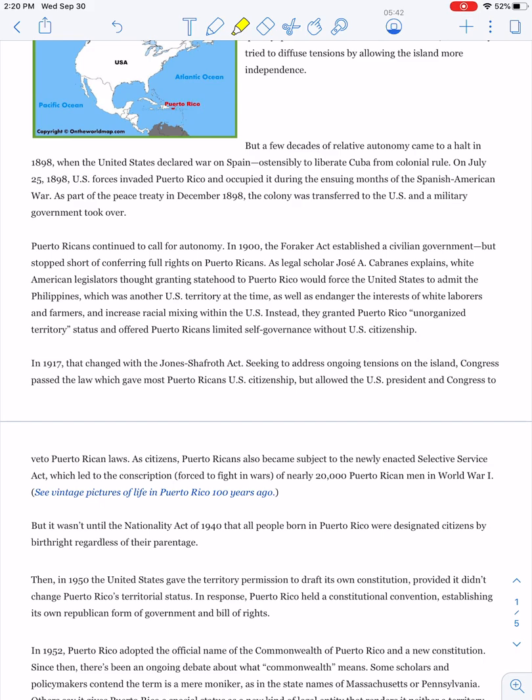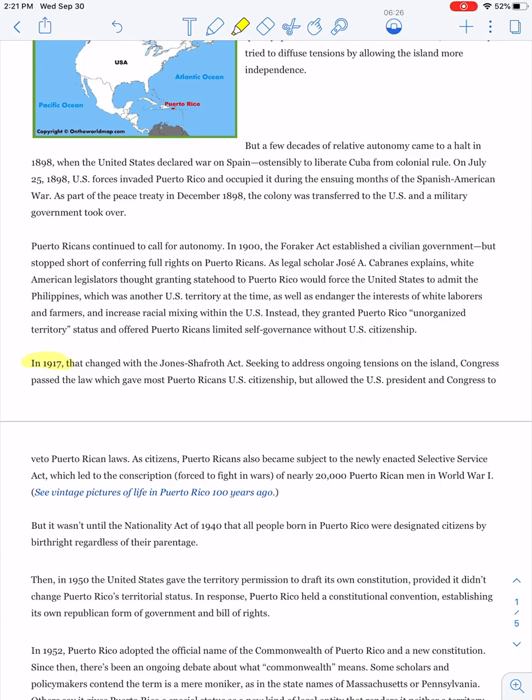Next paragraph. Here's our first year that we're looking for. In 1917, that changed with the Jones-Shafroth Act, that's a tough word, seeking to address ongoing tensions on the island. Congress passed the law which gave most Puerto Ricans U.S. citizenship, but allowed the U.S. President and Congress to veto Puerto Rican laws. As citizens, Puerto Ricans also became subject to the newly enacted Selective Service Act, which led to the conscription, which means forced to fight in wars, of nearly 20,000 Puerto Rican men in World War I.